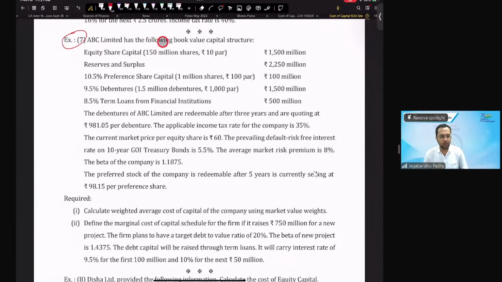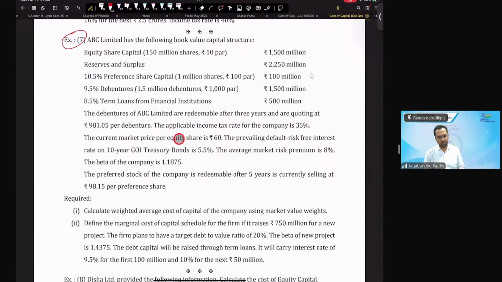ABC has the following book value capital structure. So remember, the values that are given to us over here are all book value based. Okay. So we have equity share capital, reserves and surplus, 10.5% preference share capital, which is 100 million, 9.5% debentures, which is 1500 million, 8.5% term loans from financial institutions, which is amounting to 500 million. Now, debentures are redeemable after 3 years and are quoting at 981.05 per debenture. Applicable income tax rate for the company is 35%.